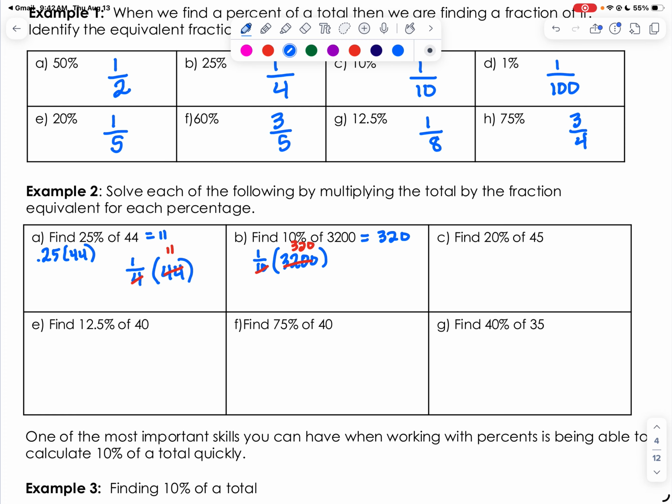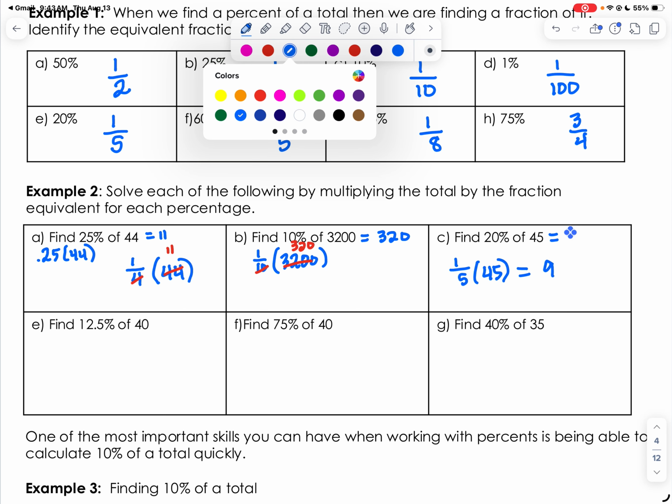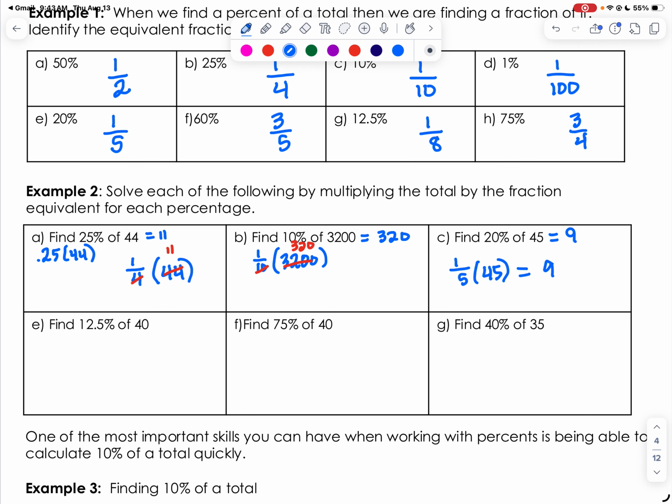Find 20% of 45. Now our fraction equivalent for 20% is 1/5. So we're going to multiply 1/5 of 45, which is the same thing as 45 divided by 5, which is 9. So 20% of 45 is 9. Now again, keep in mind, this is a much faster way than multiplying 45 times 0.20, which is going to take you a lot of time. So knowing your fraction equivalents to percents can save you a ton of time on problems.